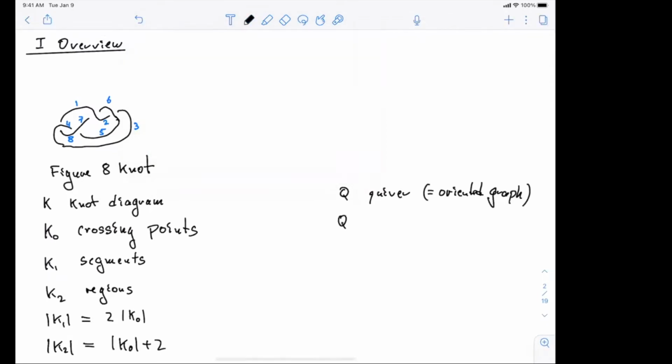So Q0 are the vertices, and they're in bijection with K1. So the segments of the knot give you the vertices. And let me draw the vertices of the quiver here in the same way they appear there in the left picture. Okay, and then we need arrows. So the arrows, let me just say they go clockwise around the crossing points.